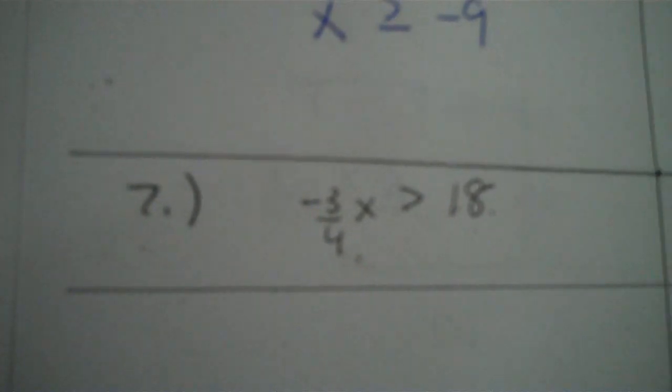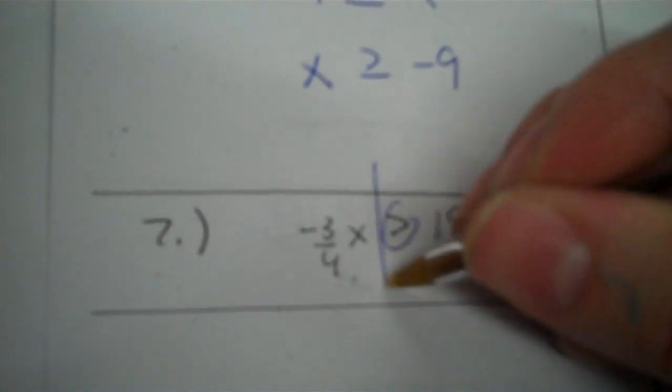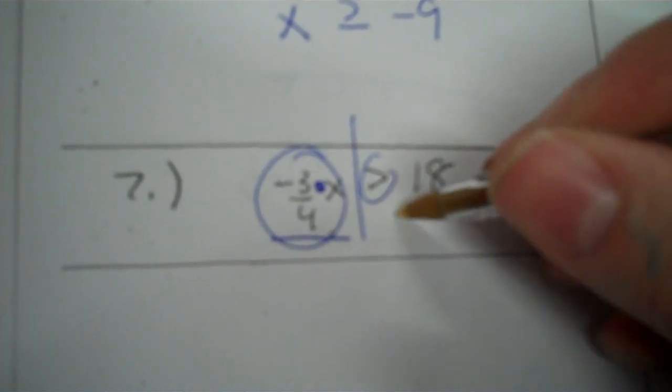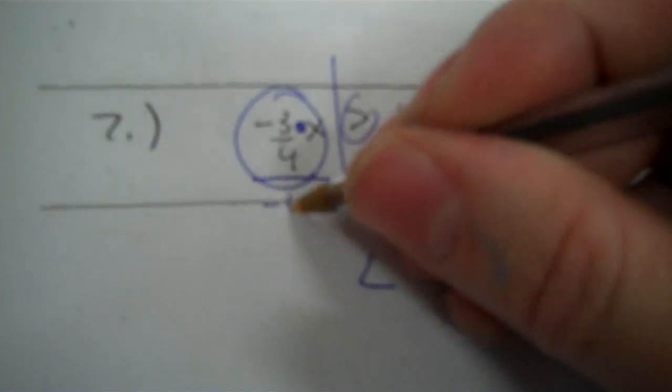Okay, next problem, number 7. Negative 3/4 x is greater than 18. So on one side, get the x by itself. This is multiplication, so we need to divide, and I'm going to be dividing by a negative on both sides. So that sign has to flip. Okay, if you're dividing by a positive, it doesn't flip. We're dividing by negative 3/4. It's negative, it flips.